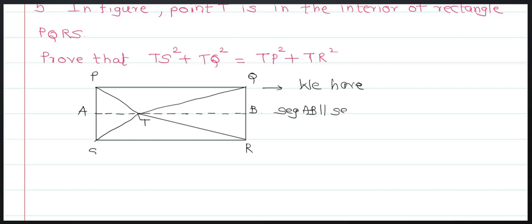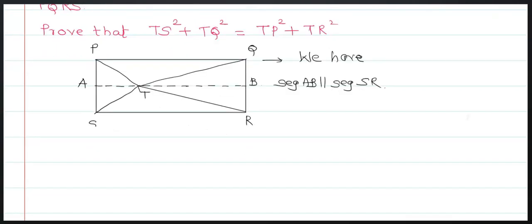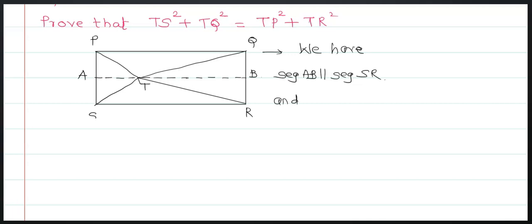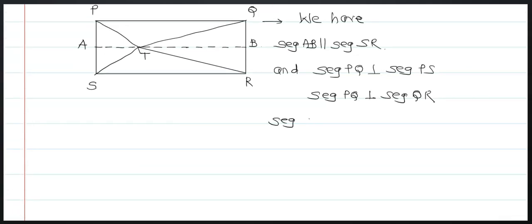That we have segment AB is parallel to segment SR, and segment PQ is perpendicular to segment PS. Segment PQ is also perpendicular to segment SR. Measure of angle is 90. Therefore, SR is also perpendicular to PS.